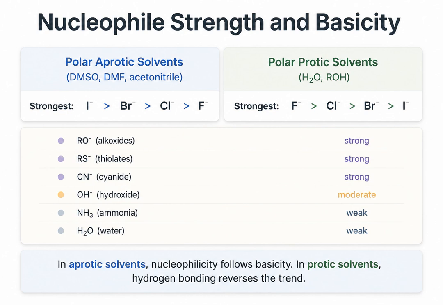But in polar protic solvents like water, hydrogen bonding weakens larger anions, reversing the order to fluoride, chloride, bromide, iodide. Charged nucleophiles like alkoxides, thiolates, and cyanide are generally strong. Neutral nucleophiles like ammonia and water are weak. This is why we choose our solvent carefully depending on whether we want to favor SN2 or SN1.